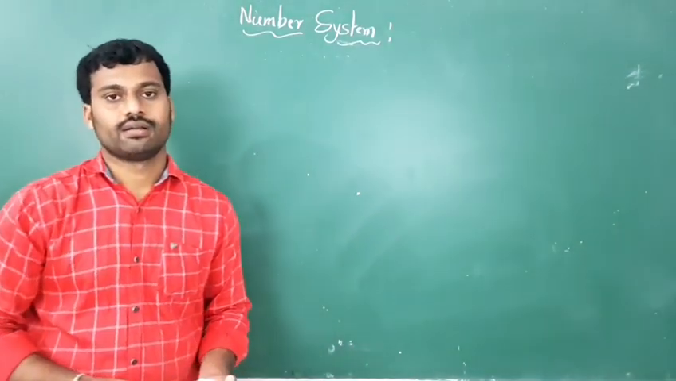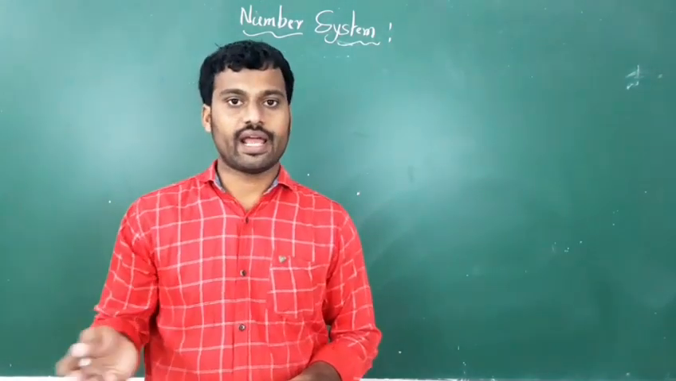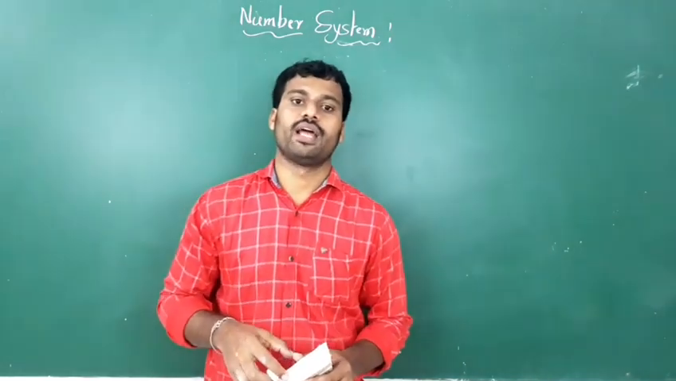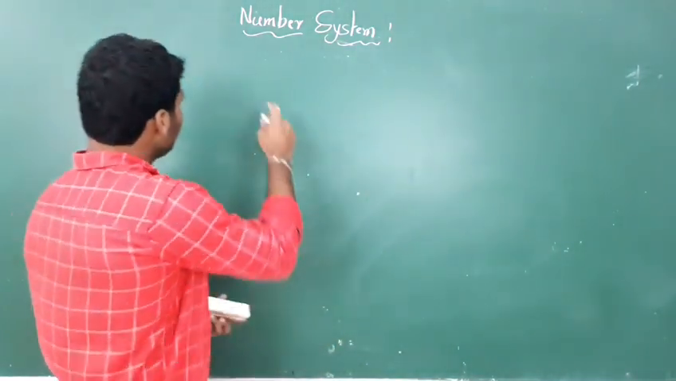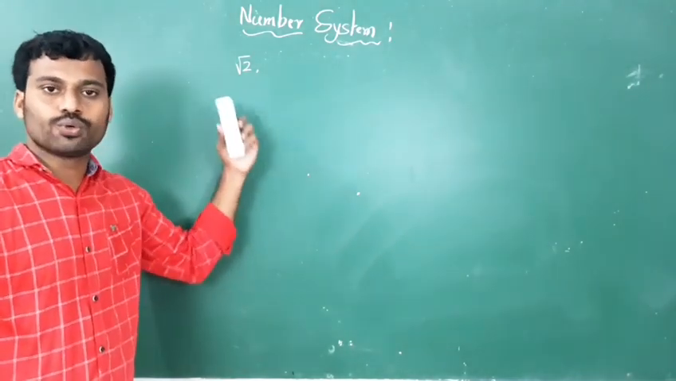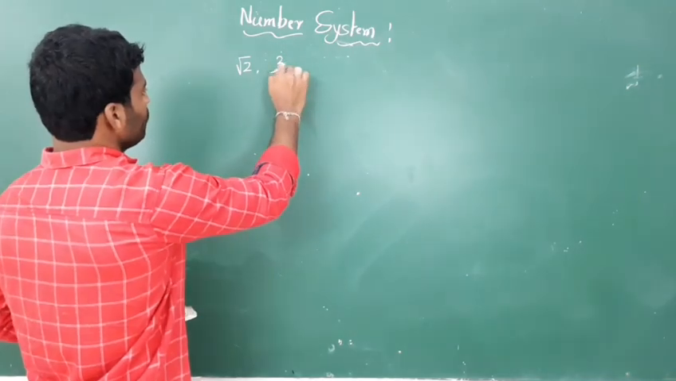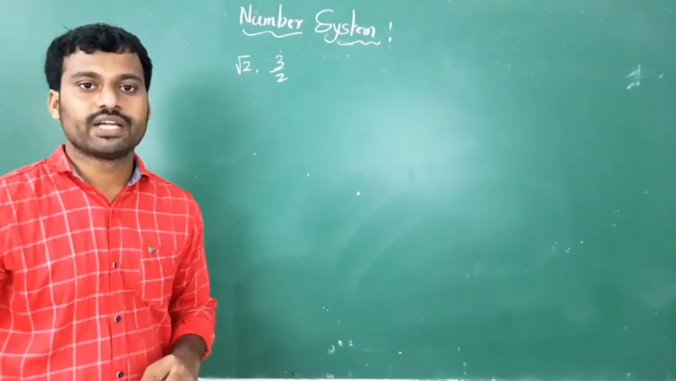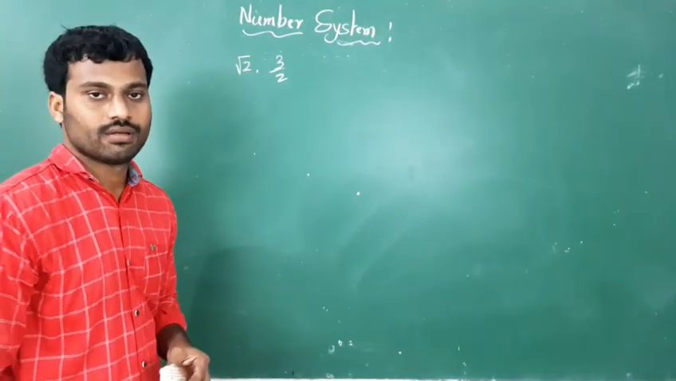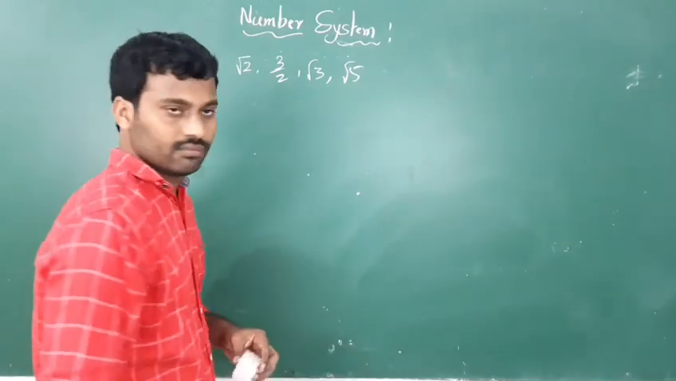So next, how they can ask a problem is, they will give you a rational or irrational number and they may ask to represent that number on the number line. Suppose they may give root 2. They may ask to represent this root 2 on the number line. Or else they may ask to represent this 3 by 2 on the number line. This is irrational. This is a rational. Maybe root 3, maybe root 5.